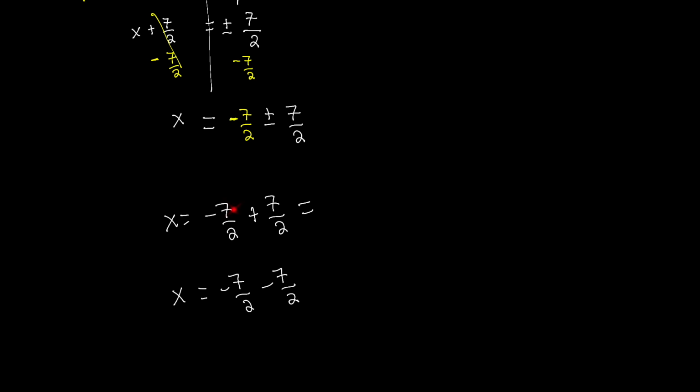The first solution, you can see that these are just going to cancel each other out, giving us 0. And then for the second solution, since we have common denominators, we're going to add the numerators together. Negative 7 minus 7 gives us negative 14. The denominator is 2. And negative 14 divided by 2 gives us negative 7. So my two solutions are 0 and negative 7.